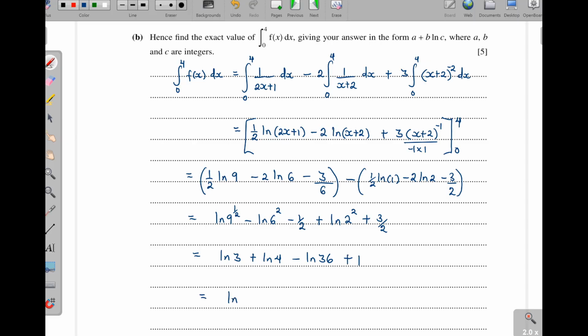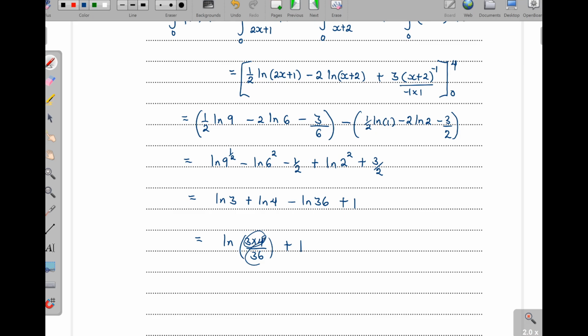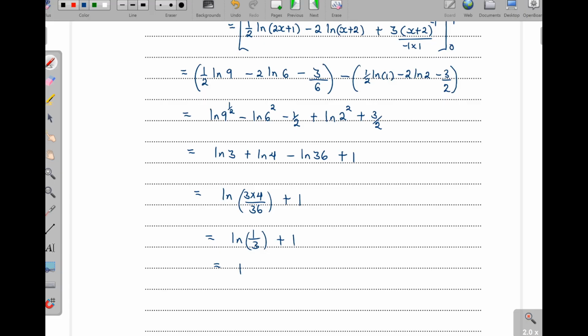Then next here we shall have natural log of 3 times 4. 3 times 4, that is 12. Then divide by 36, because this is a subtraction. 12 goes into 36 how many times? 3. So we shall have 1 over 3 plus 1, not so? But then 1 over 3 is the same as 3 to the power of negative 1. That means this one can come down here. And then we shall have our final answer as 1, then minus the natural log of 3.